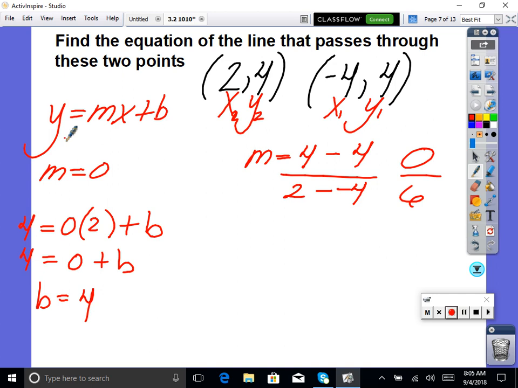So now plug in what we know. y is equal to 0x, since our slope was 0, and then plus 4. Do we need to write 0 times x? Nope. So then we'd say, okay, so y is equal to just 4.